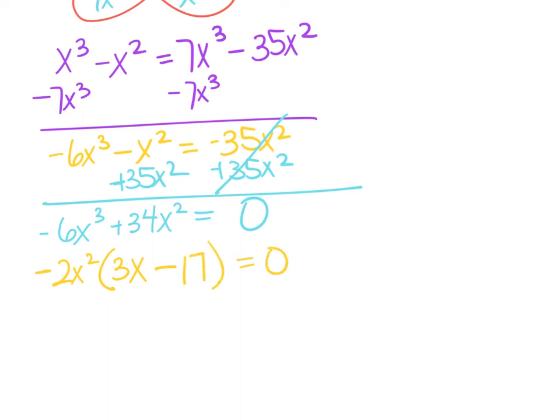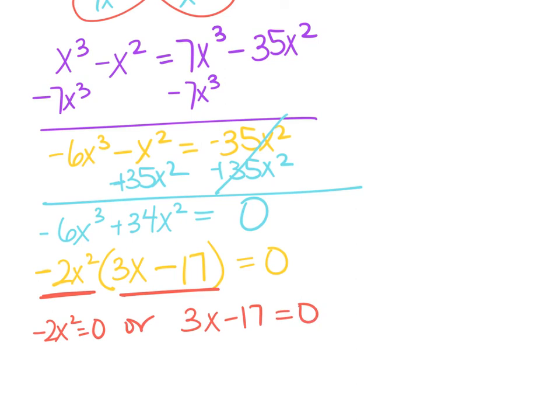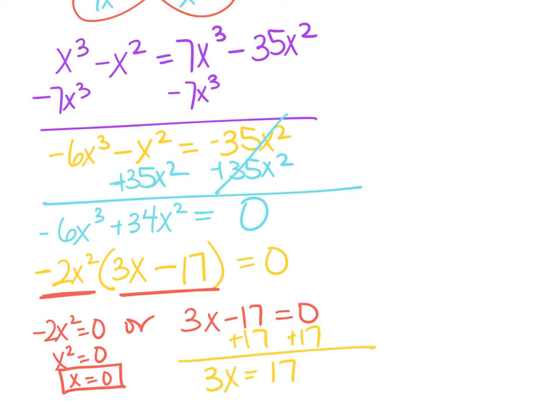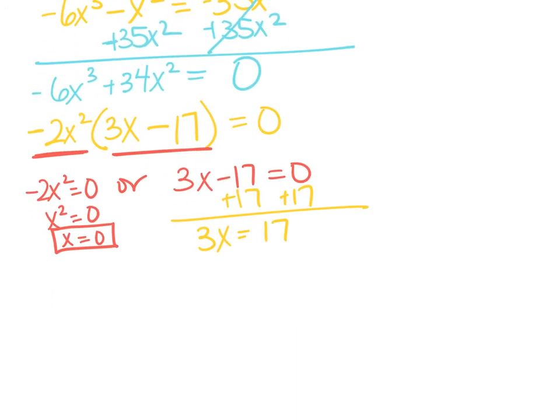So now this is where you have to split and decide, okay, either this equals 0 or that equals 0. So negative 2x squared equals 0, or 3x minus 17 equals 0, and you just solve. In this case, if I divide by negative 2, x squared equals 0, so x equals 0. That's one answer. In my other one, I'm going to add 17, so I get 3x equals 17. I'm going to divide both sides by 3, so x equals 17 over 3.